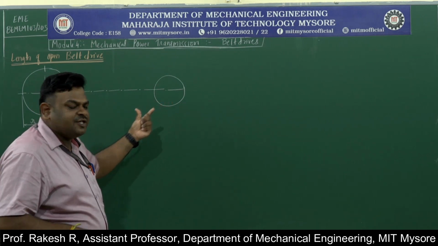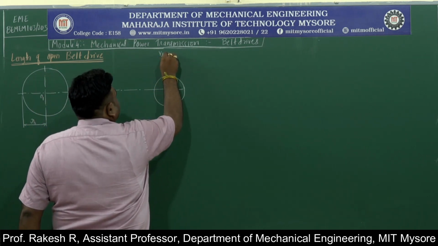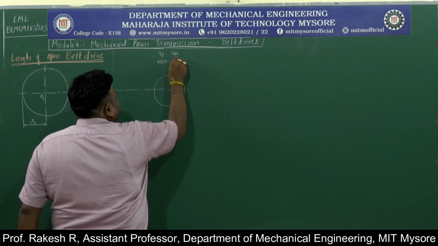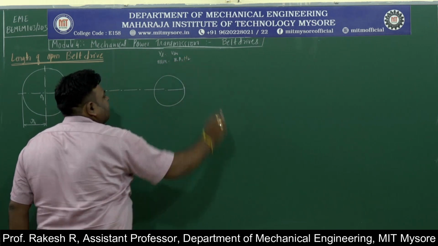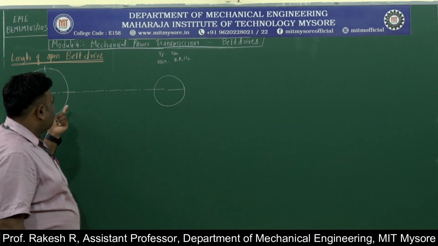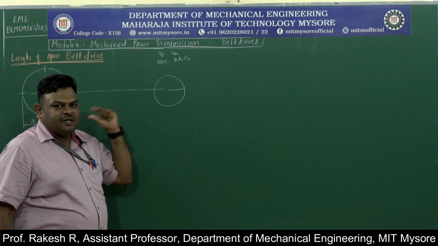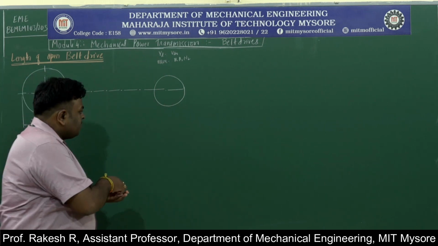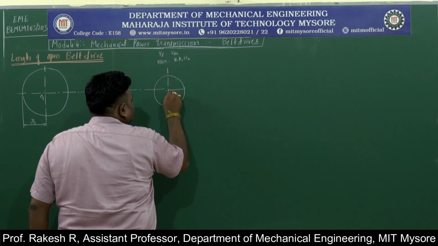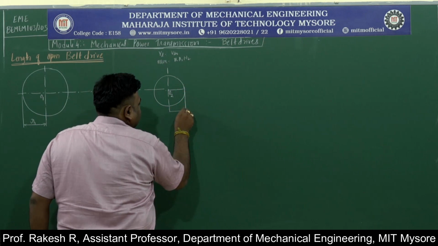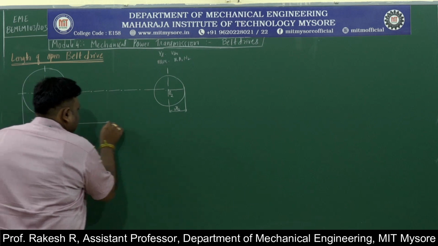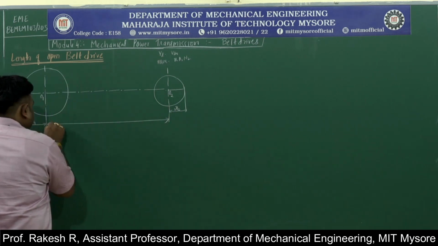As you know, for the velocity ratio, the velocity of driver and driven will be equal. So velocity of driver is pi d1 n1, velocity of driven is pi d2 n2. So the total velocity will be constant. To satisfy this, one wheel will be bigger, one wheel will be smaller. Then this is center O2, and the radius will be R2, and the center distance of these two wheels I will call X.